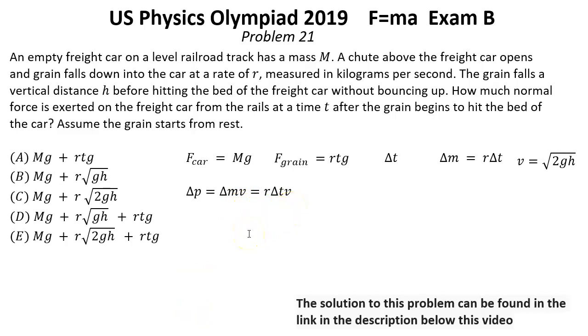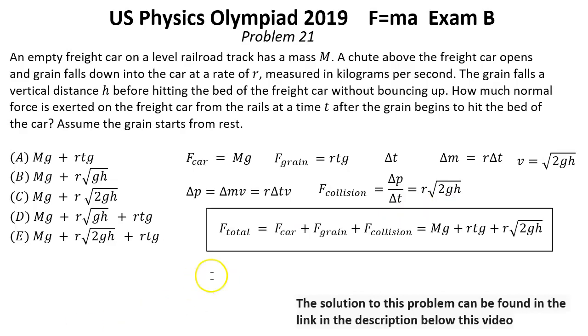And finally, the rate at which the momentum is delivered to the cart, or the force experienced by the cart, is delta p over delta t, which is R multiplied by the square root of 2gh. Thus, the normal force, which equals the total downward force on the cart, is this one, which is answer E, and that was the solution for problem number 21.